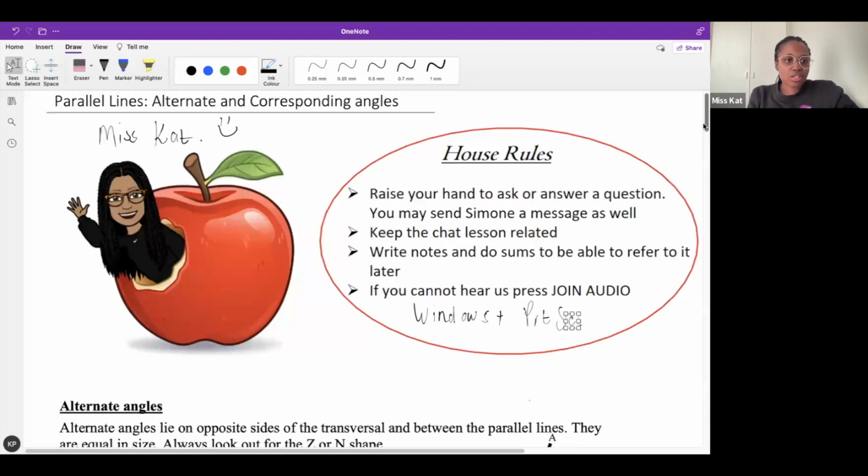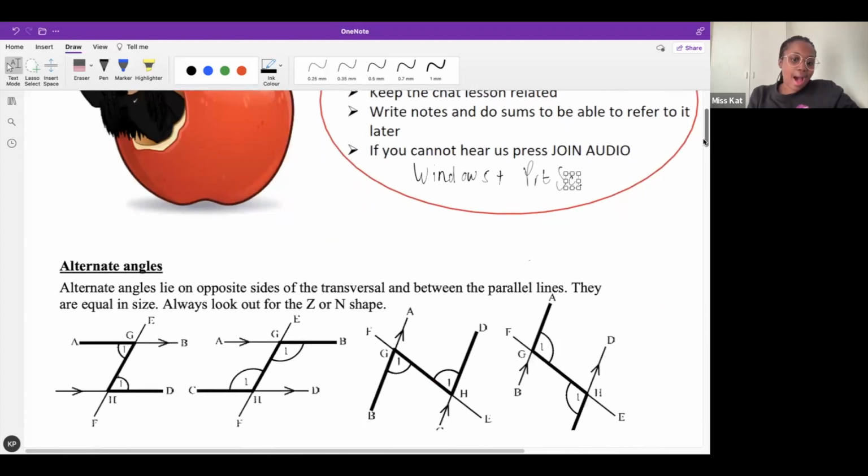So today we are continuing with parallel lines. We have had an introduction to parallel lines. I would like you guys to remind me in the chat, what are parallel lines? Let us see if we remember. What are parallel lines? Okay, I see some hands.